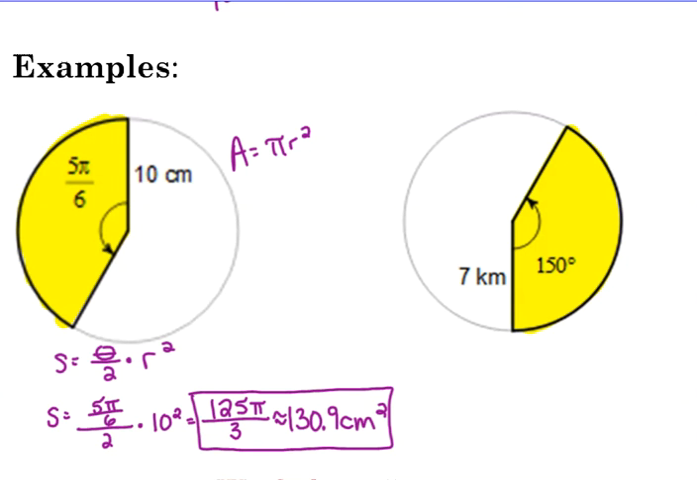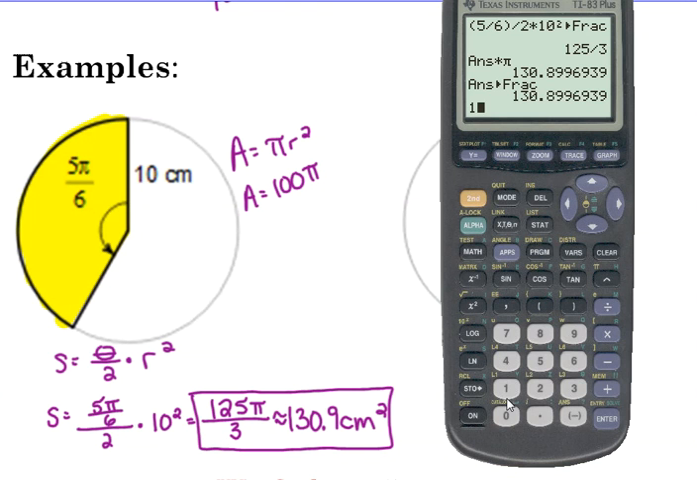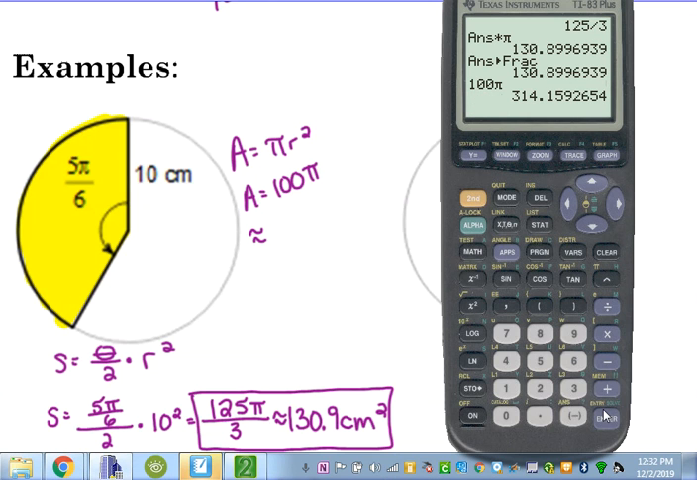So here that would be 100 pi. 100 pi is 314.159. So that's the total area. Ours is less than half, so it's got to be less than 157. So 130, that makes sense.